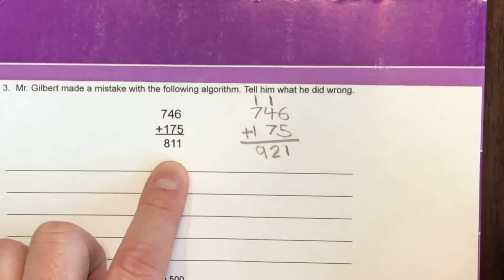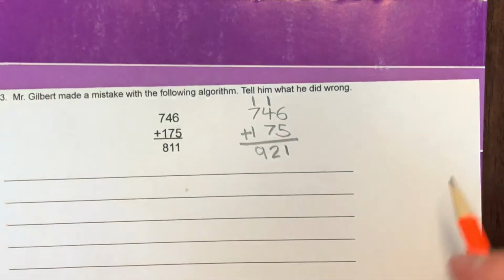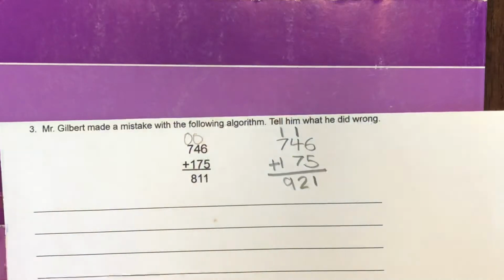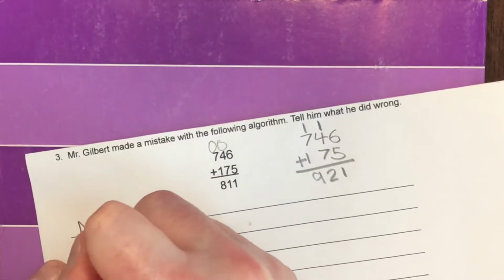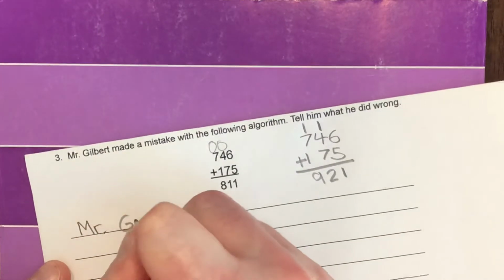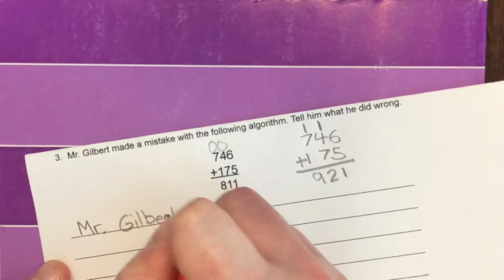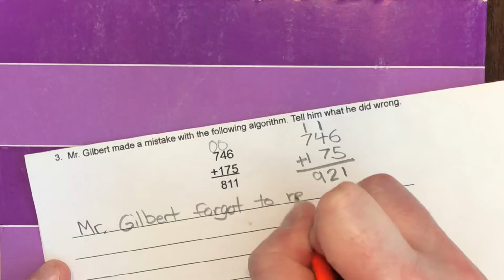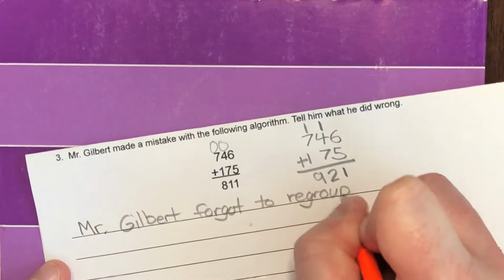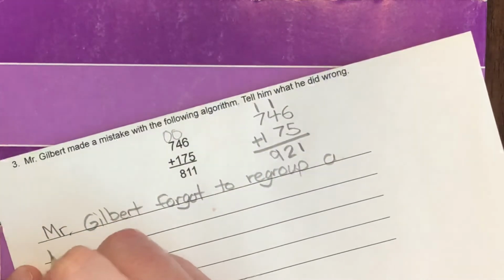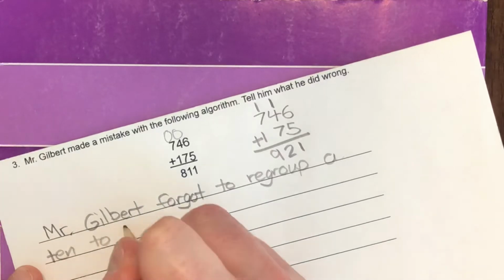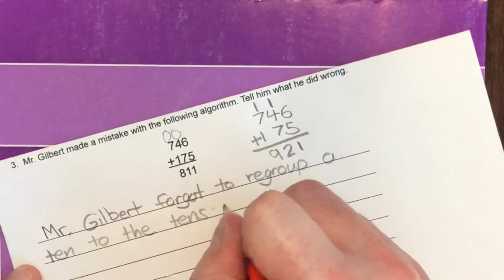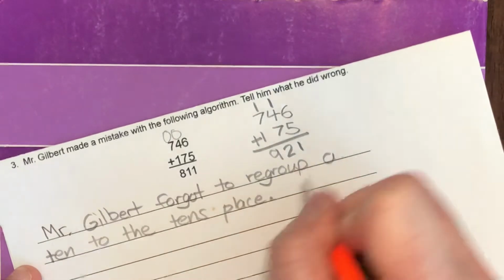Gilbert got 811, and those are 2 very different answers. So I see what the mistake was. Mr. Gilbert didn't regroup, and that's exactly what I'm going to write down. Mr. Gilbert forgot to regroup a 10 to the tens place, but that's not all.